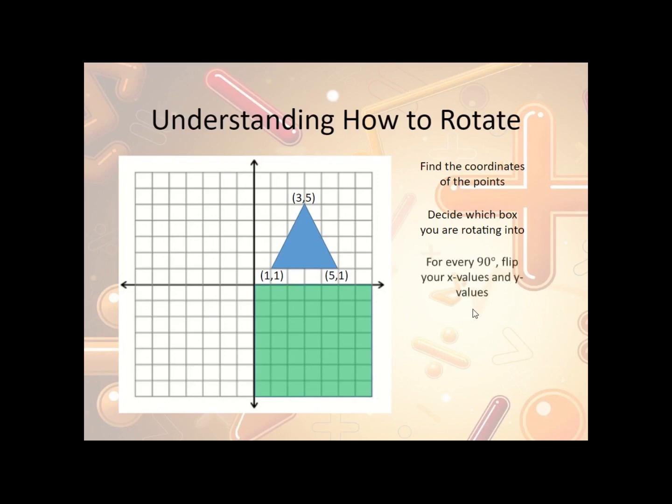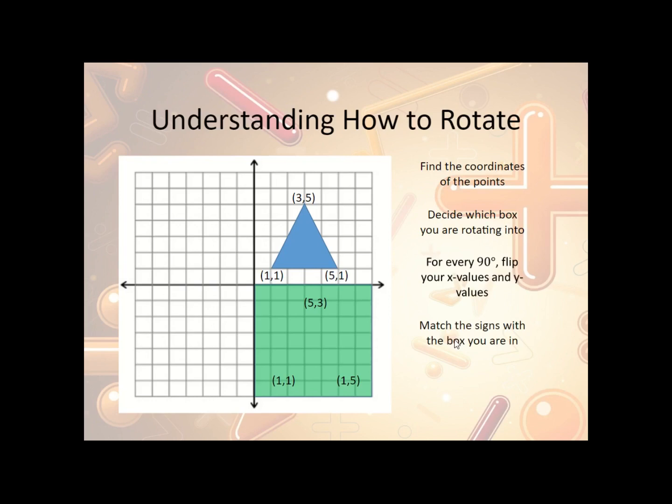The rule is, for every 90 degrees that you rotate, you're going to flip your x's and y's. So your x's become your y's, and your y's become your x's. So 3, 5 would become 5, 3. So for every 90, we flip them. So we change this to 5, 3. We change this one to 1, 1. And we change this one to 1, 5.